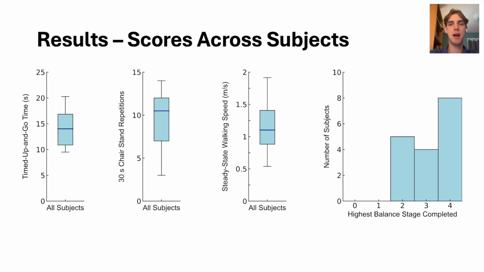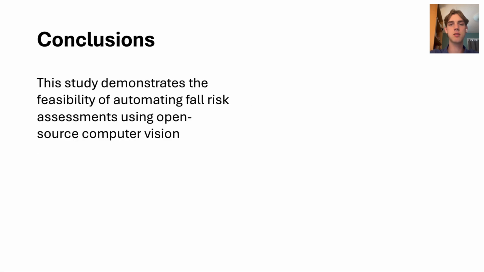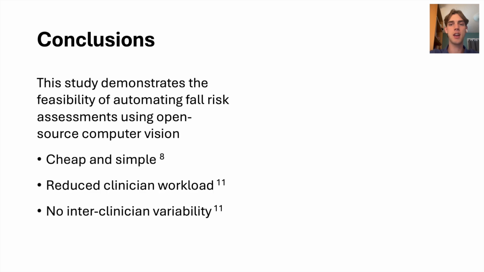What's key is that my system took these measures automatically across a range of mobility levels. It also automatically assigned Vivifrail grades. This study demonstrates the feasibility of automating fall risk assessment using open source computer vision. Our setup was cheap and simple, and it reduces workload and interclinician variability versus manual testing.